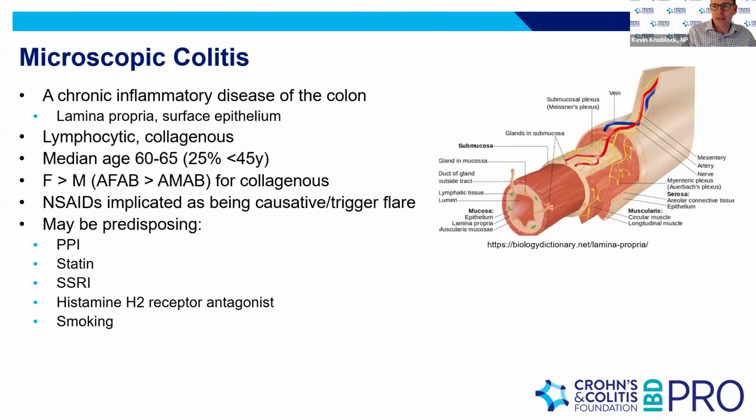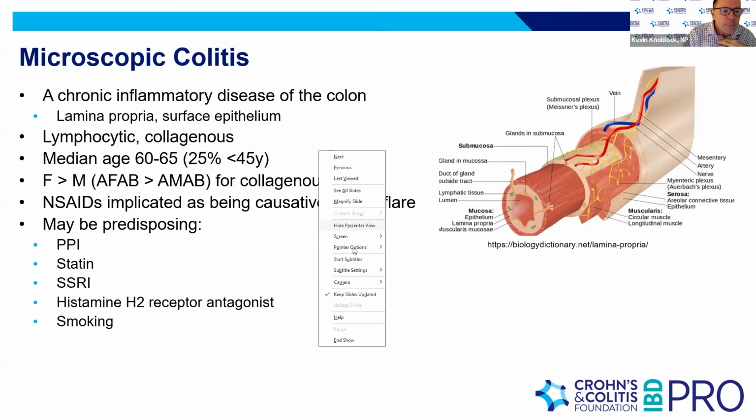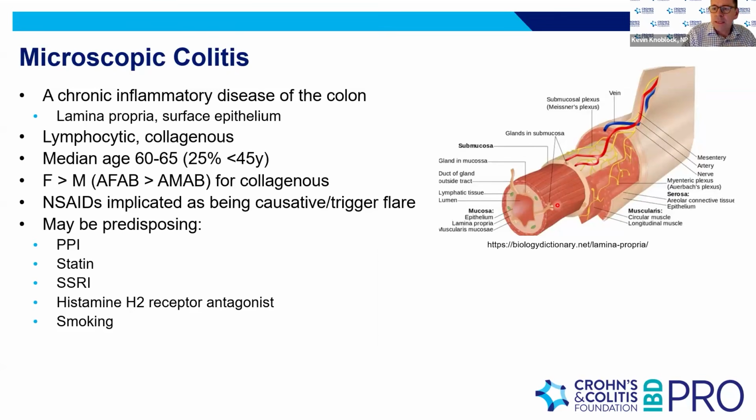So microscopic colitis, the first one. This is a chronic inflammatory disease of the colon. It does affect the lamina propria and the surface epithelium, and I have a little diagram over here, that inner layer right there. There are two types of microscopic colitis: lymphocytic and collagenous. An important thing here is the median age of microscopic colitis. It's about 60 to 65 years old.